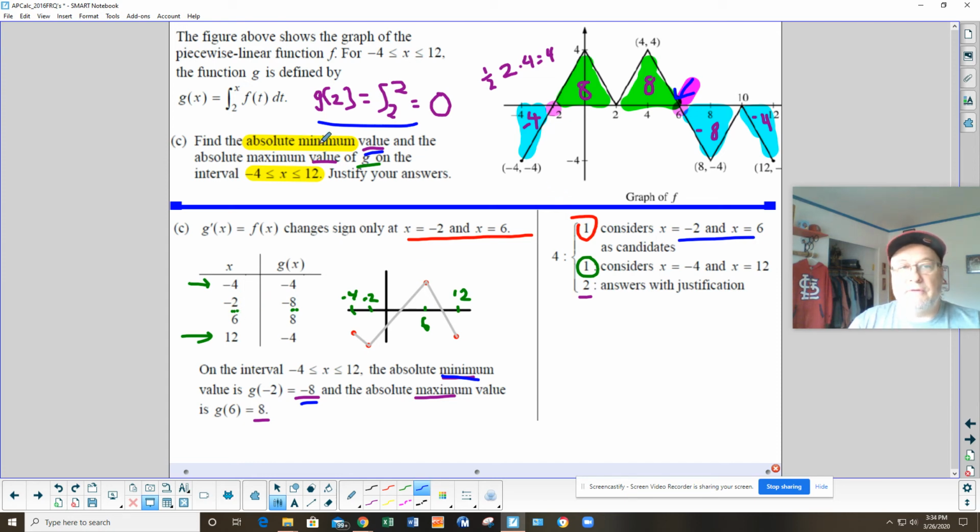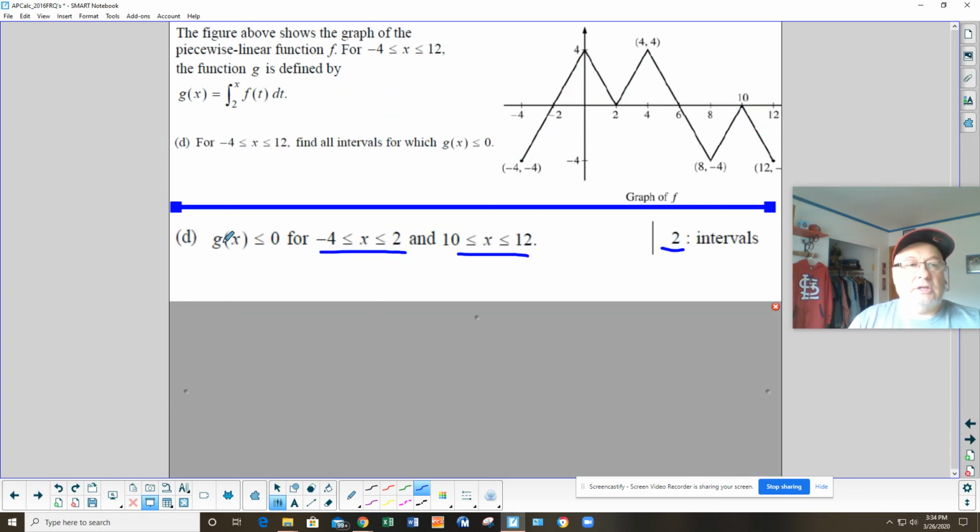Since you're looking for mins and maxes, you have to consider both of these two little pink dots here, and you also have to consider the endpoints, but in those cases, they were not the absolute mins and maxes. Part D. For g, on -4 to 12, find the intervals where g is negative. Okay, this just basically means negative.